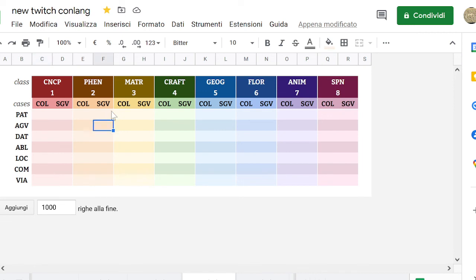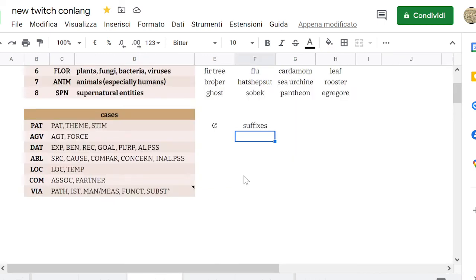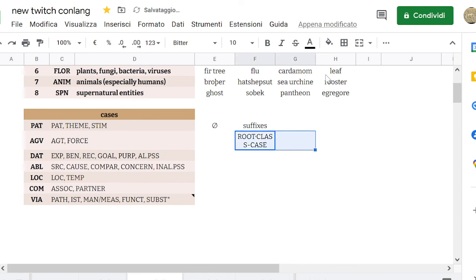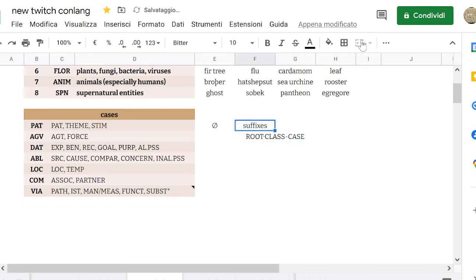I wanted to talk about my thoughts on the merged classes and the ideas I had for differentiating the classes grammatically. So I'm leaning towards suffixes, and I think I'll write this in nouns too, just ideas, suffixes. So it's going to go like root, gender, case. Or remember, it's called class. Root, class, case. I'll merge these cells just so it's not squished. So that's sort of the order it goes in. So there's root, and then there's class, and then there's case.